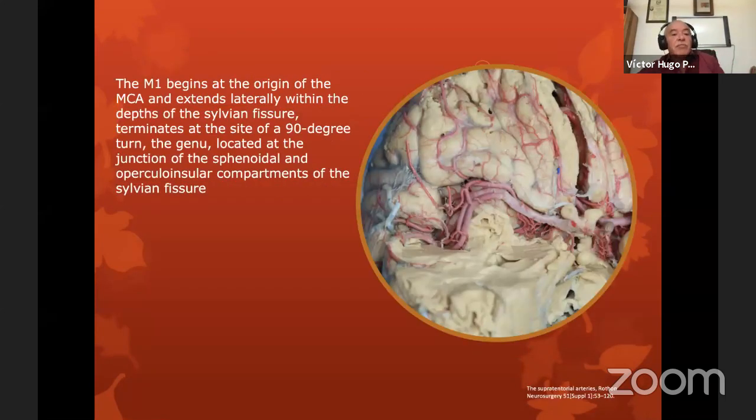The M1 begins at the origin of the middle cerebral artery, M1, here, and extends laterally within the depths of the sylvian fissure, and terminates at the site of a 90-degree turn, this 90-degree turn, this one. So this artery terminates in this turn, not in the bifurcation, in this turn. So the genu is located at the junction of the sphenoidal and operculoinsular compartments of the sylvian fissure.